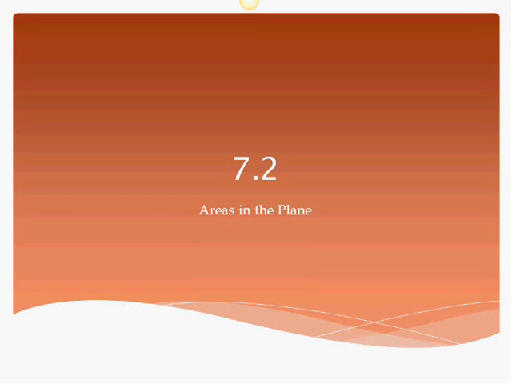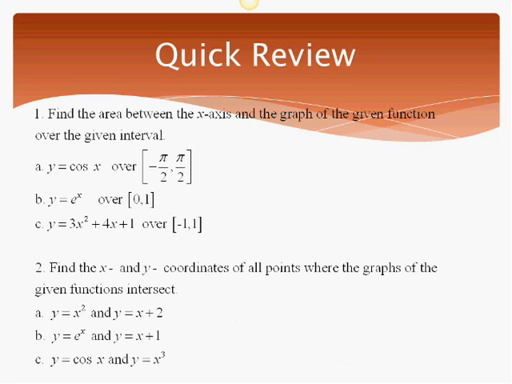Section 7.2, areas in the plane. 2 more sections left. Quick review quiz. Find the area between the x-axis and the graph of the given function over the given interval. Be careful, it says find the area. So that does mean find total area between the x-axis and the graph, not net area.